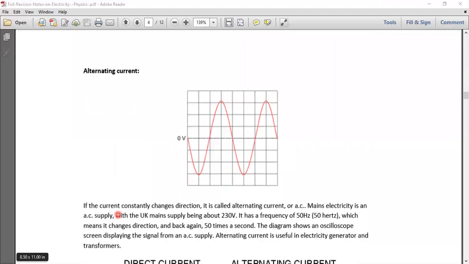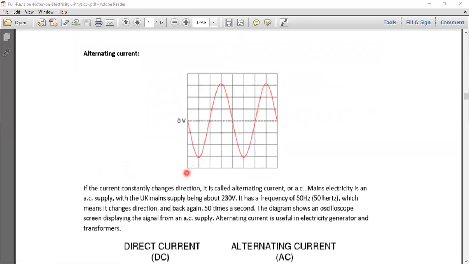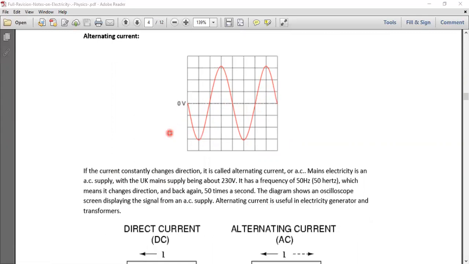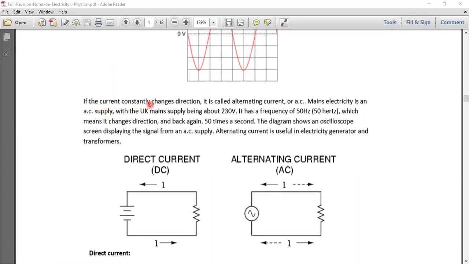Now alternating current. Alternating current is the current that changes its direction every half turn. Once it goes in one direction, and again it goes in the other direction, because it is always changing direction. If the current constantly changes direction, it is called alternating current. So the current that changes direction repeatedly is known as alternating current.